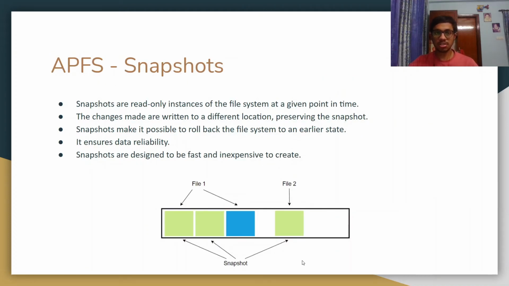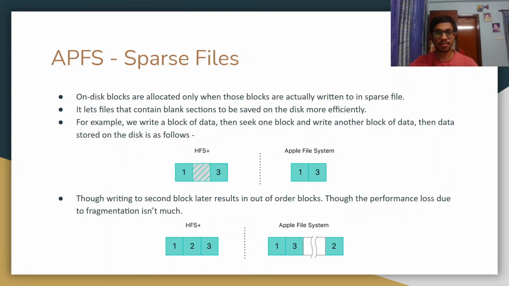Another feature is snapshots. Snapshots are read-only instances of the file system at a given point in time. As we can see in this figure, the green blocks represent the time at which the snapshot has been taken. Any change made after the snapshot is written to a different location, as we can see by this blue block. So this preserves the snapshots. The advantage of snapshots is that it makes it possible to roll back the file system to an earlier state. It ensures data reliability. Snapshots are fast and inexpensive to create.